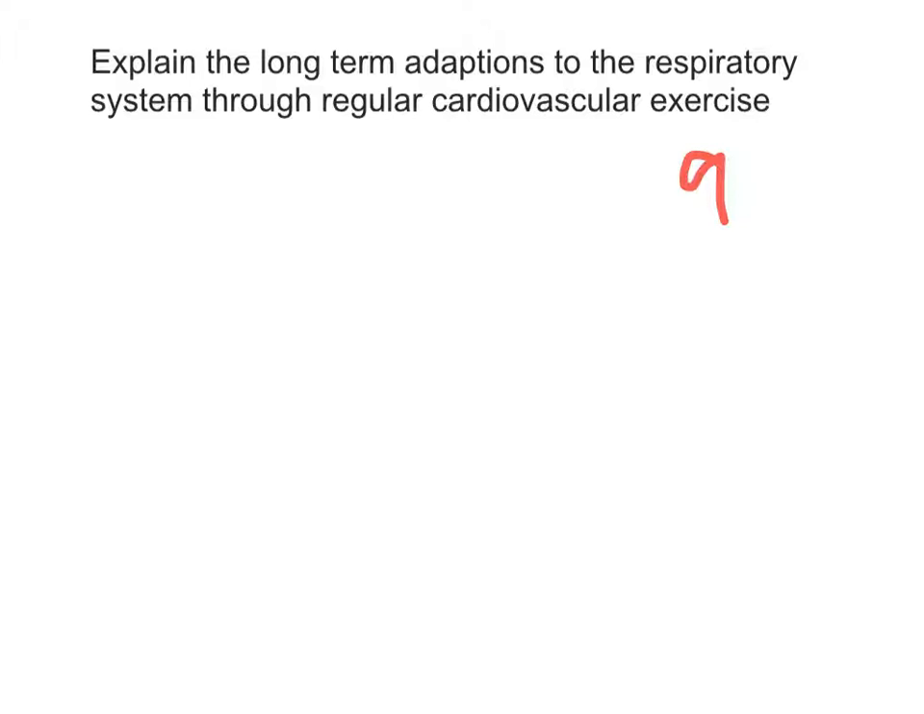First of all, we need to know what cardiovascular exercise is. So cardiovascular exercise being anything where your heart rate raises to 60% of your maximum heart rate through continuous training or interval training or fartlek training. So we're looking at exercise which raises your heart rate to 60 to 80% of your maximum heart rate, that being your aerobic training zone.